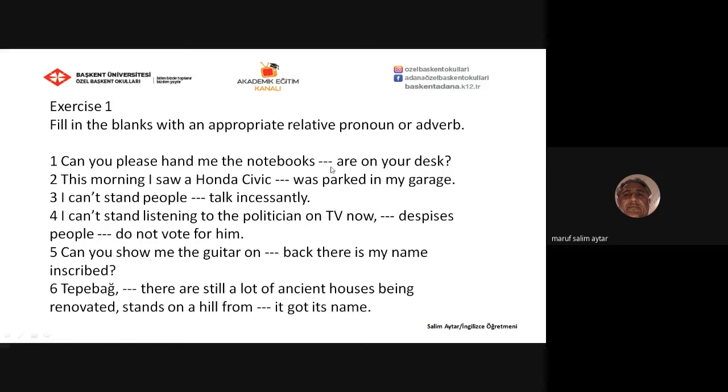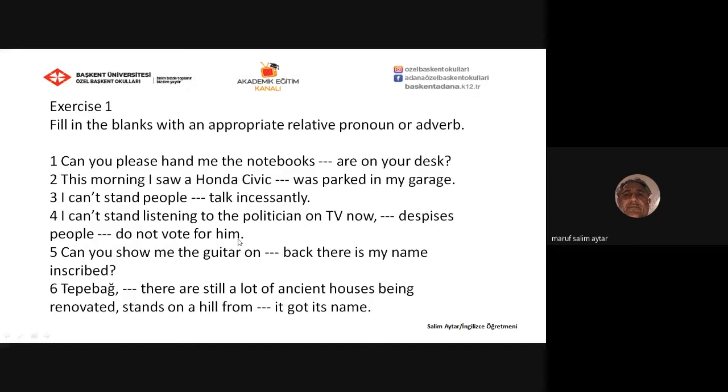Can you please hand me the notebooks, blah blah, are on your desk. This morning, I saw a Honda Civic, blah blah, was parked in my garage. I can't stand people, blah blah, talk incessantly without stopping. I can't stand listening to the politician on TV now. Mind you, there is a comma here. Blah blah, despises people. Blah blah, do not vote for him.